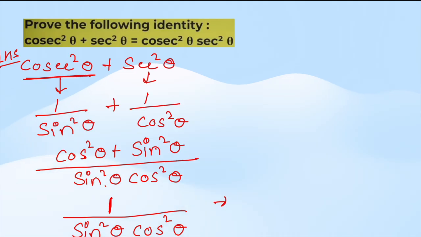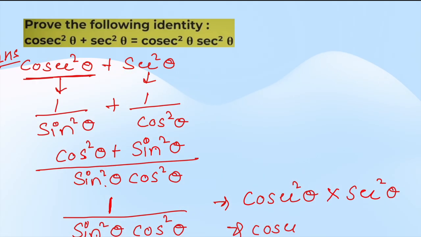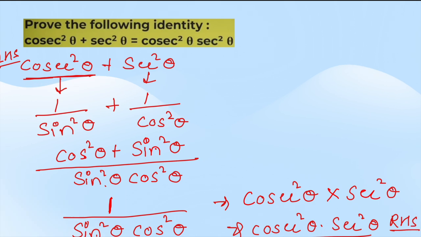Clear? What is 1 by sine square theta? It is, good, cosecant square theta. And the opposite of cos square theta is sec square theta. And that is equal to my RHS, cosec square theta, sec square theta. And that is your RHS. Clear?